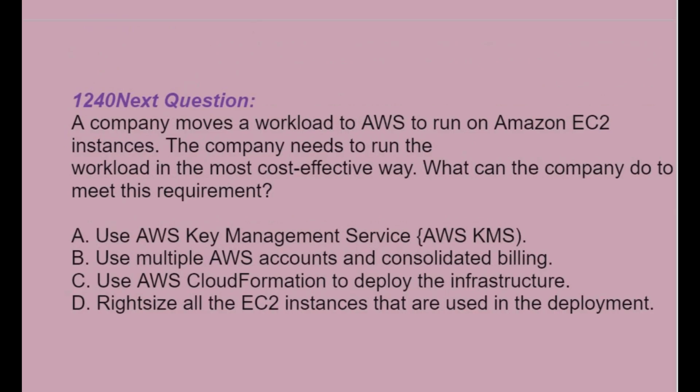Correct answer is option B and option D. Question is, a company moves a workload to AWS to run on Amazon EC2 instances. The company needs to run the workload in the most cost-effective way. What can the company do to meet this requirement?